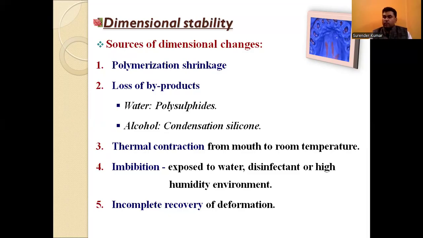Third, thermal contraction, when you remove it from the mouth to room temperature. Fourth, imbibition, when you expose it to any type of disinfectant or high humidity area, which can lead to some dimensional changes. Fifth, incomplete recovery of the deformation from the mouth, when you have removed it before it has set, before polymerization is complete.